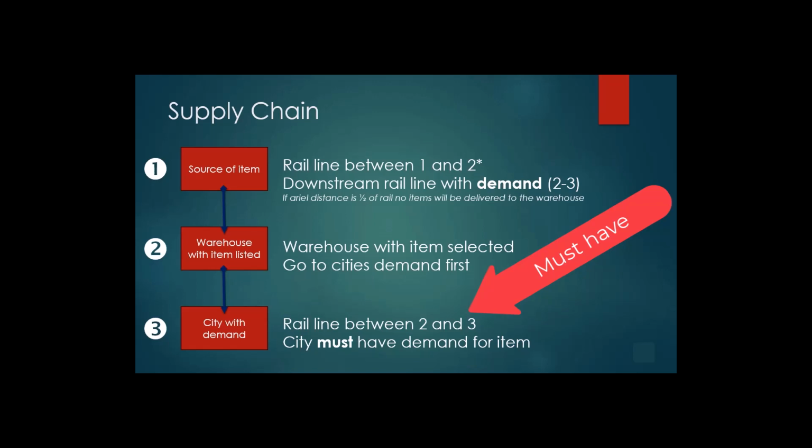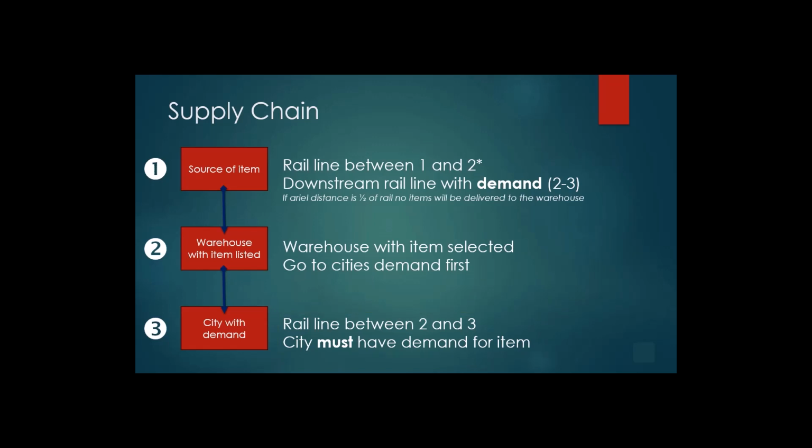The key is, as we will see, that a rail line from the source will not deliver to a warehouse unless there is a rail line from the city which has a demand coming from that warehouse. So before we will actually see any product being moved from node 1 to node 2, we need to have a rail line between node 2 and node 3, and the city must have a demand for that item.